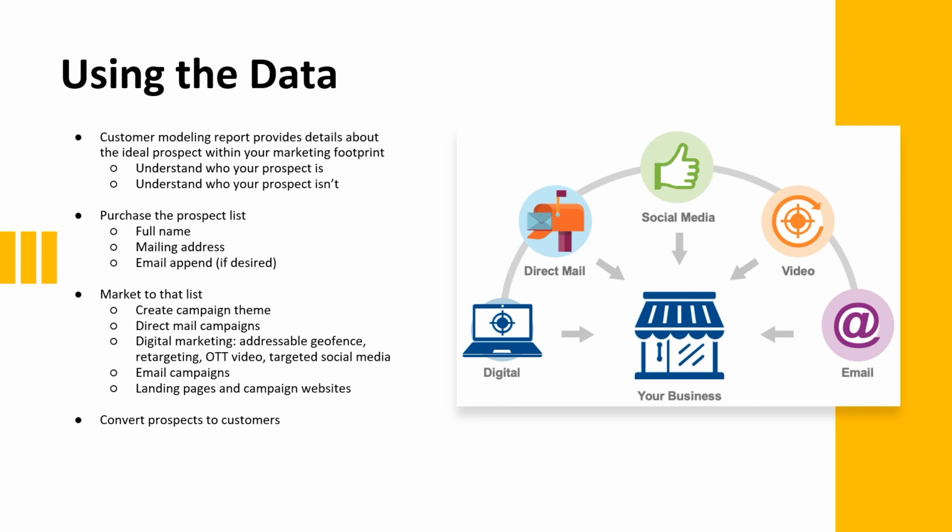Now that we've explained how customer modeling works, what comes next? Once we've determined your refined marketing footprint and have provided you with your detailed modeling report, we then provide you with a list of prospects to market to. That list contains full names and mailing addresses, and even email addresses if they're available. We then create a custom marketing plan that can include direct mail, mobile and internet display ads, social media advertising, video marketing, and email campaigns. The goal is to use multiple channels to creatively reach your target audience with your offer and to bring new customers into your business.